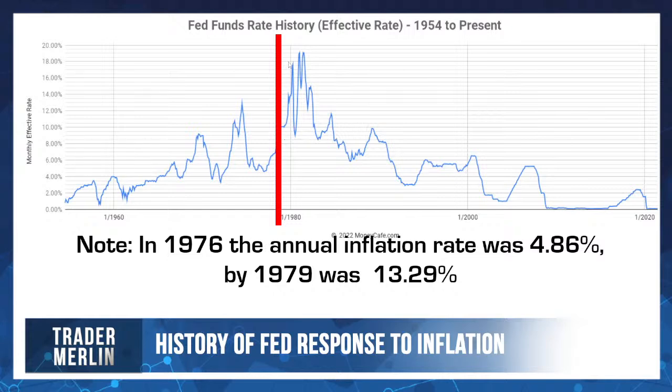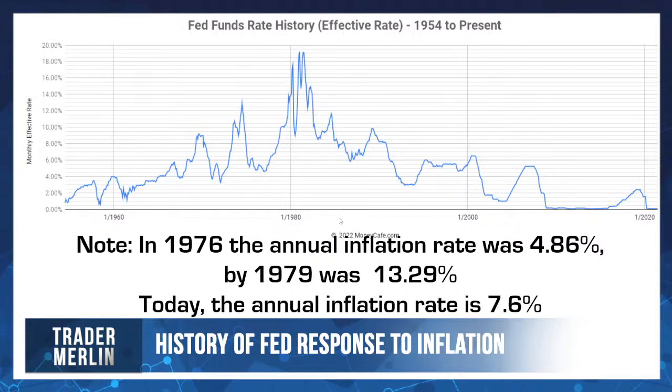But inflation had already outrun that. When this red bar shows the Fed funds rate between 6 and 10%, inflation was already at 13. And here we are. This is where I'm scratching my head. And honestly, like many of you, I don't know how this story is going to end, but I don't think it's going to be pretty.